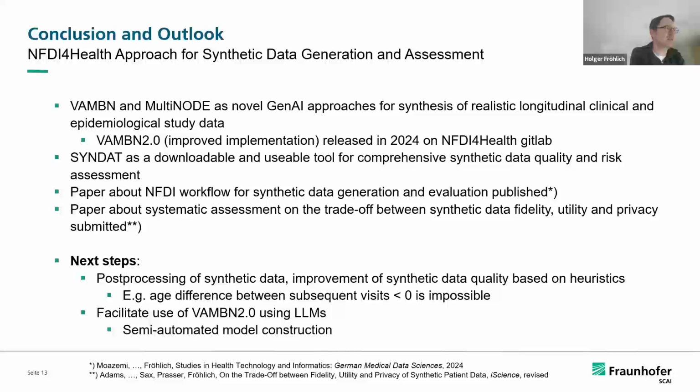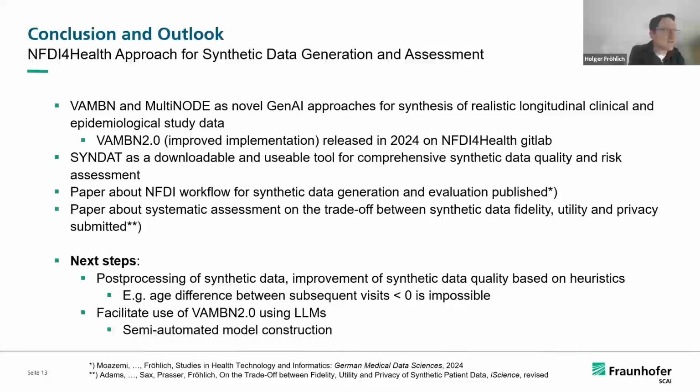On one hand, there are certain smaller issues that we want to address. For example, in some cases artifacts can be generated in synthetic data, such that, for example, age differences between subsequent visits are smaller than 0 or something like that. This is, of course, impossible in reality. These are things that can be fixed in post-processing steps in order to improve the synthetic data quality. So these are, in essence, heuristics that we can implement as post-processing steps.